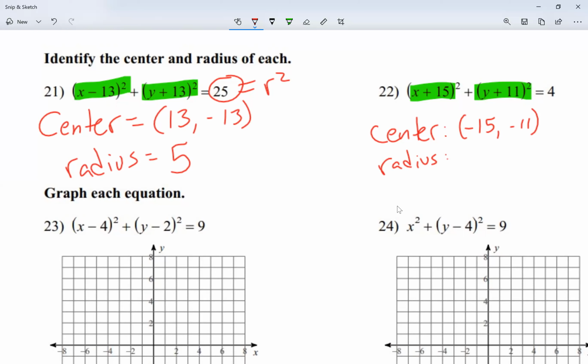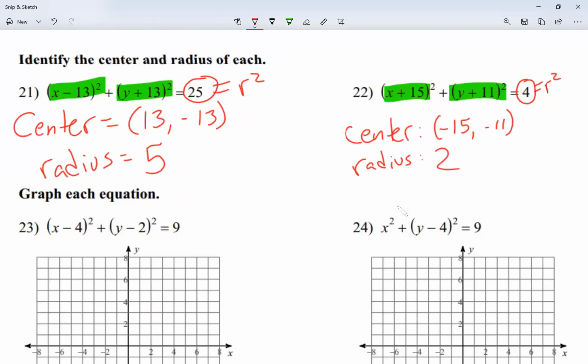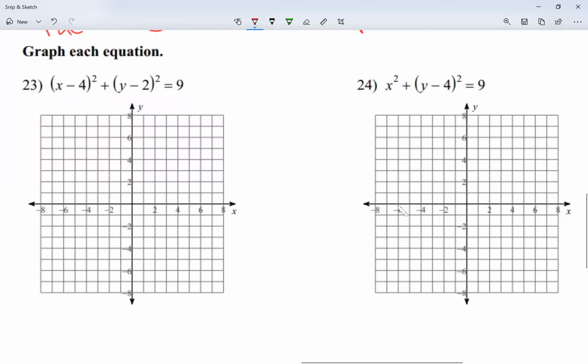For the radius, I use this 4 at the end because I know 4 is the radius squared. Right? Which number multiplied by itself is equal to 4? If I cannot think of it, then get the square root of 4. So in this case, my radius is 2. Okay. So first, I'm going to ask you guys to identify the center and radius. But then in numbers 23 and 24, I'm going to ask you guys to graph them.